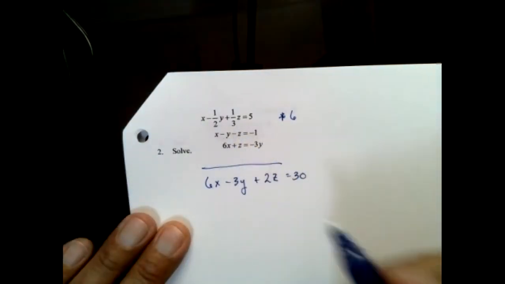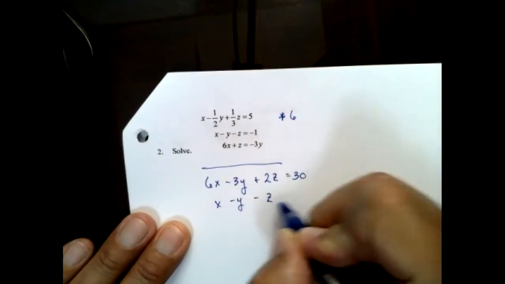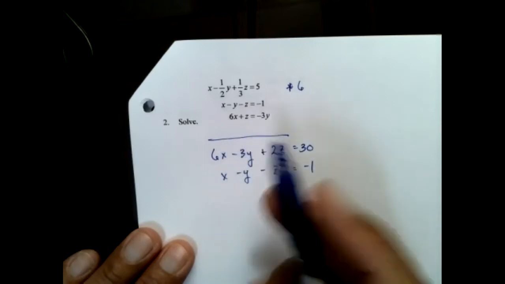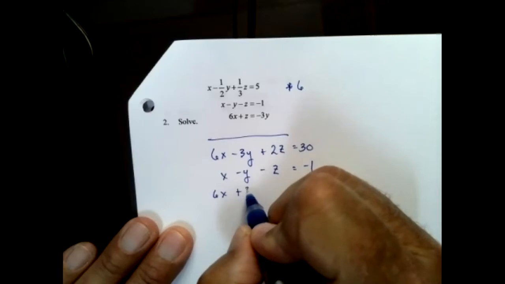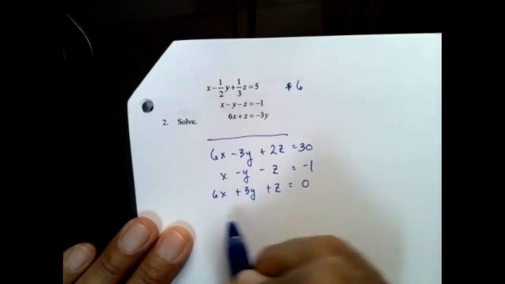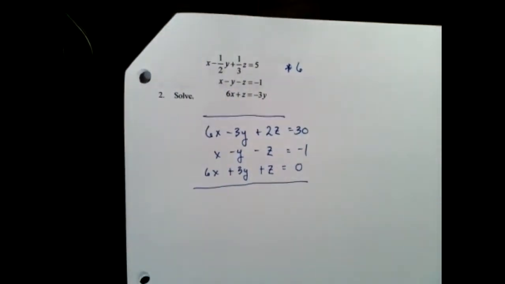This guy, he's not so bad. X minus y minus z equals -1. Yeah, this guy needs cleaned up a little bit. 6x plus 3y plus z equals 0. Now I would be ready to rock and roll.